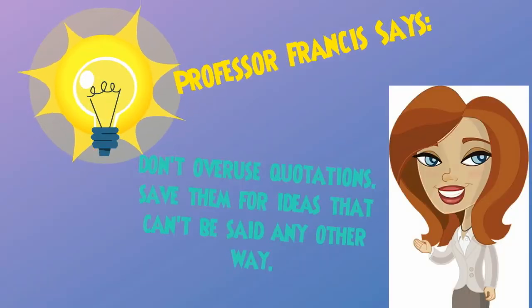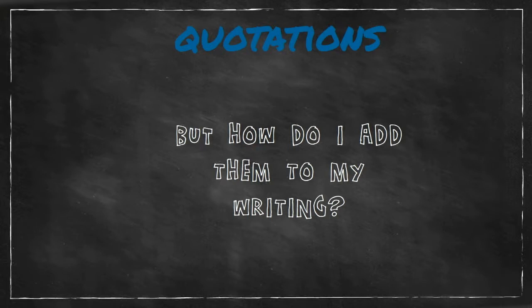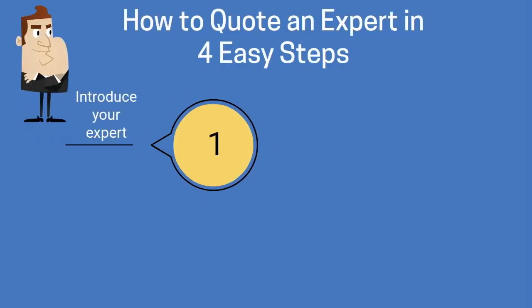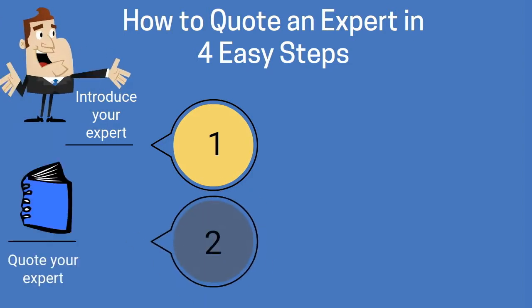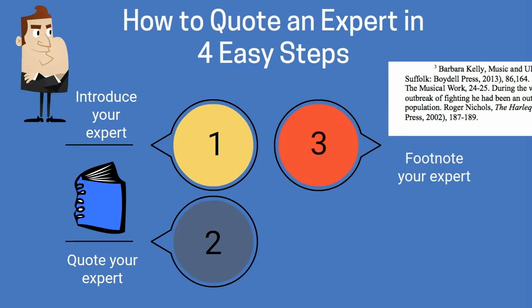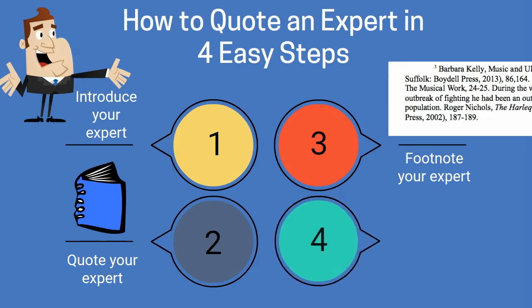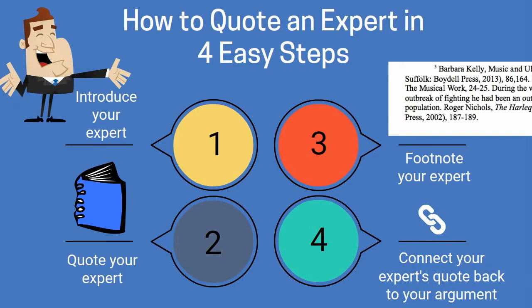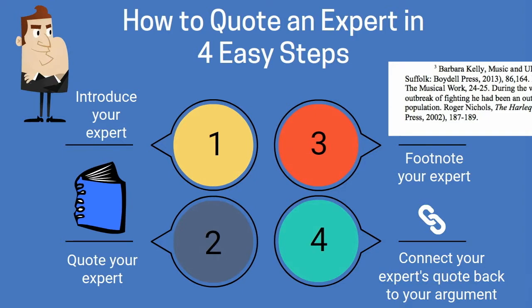Professor Francis says, don't overuse quotations. Save them for ideas that can't be said any other way. But how do I add them to my writing? How to quote an expert in 4 easy steps. 1. Introduce your expert. 2. Quote your expert. 3. Footnote your expert. 4. Connect your expert's quote back to your argument.